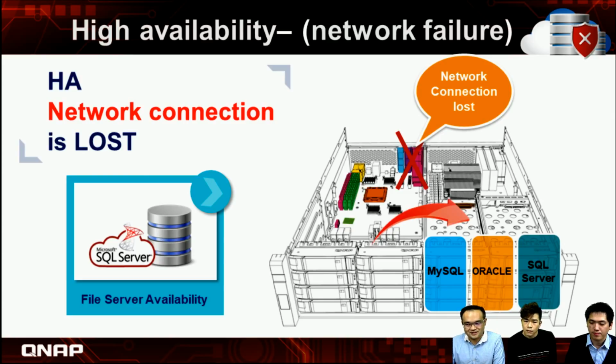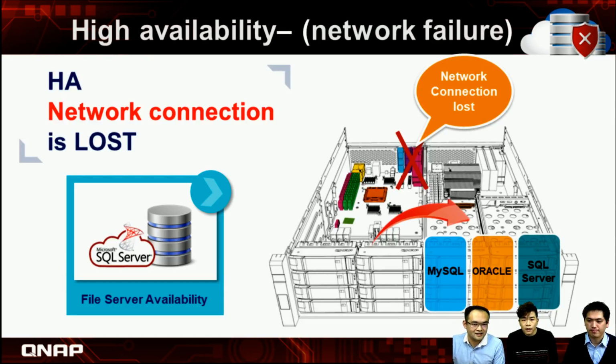As we mentioned, business continuity is very important for enterprise usage. So when the network connection fails, for example if the network cable is lost, something is wrong with the switch, or there is a hardware failure, the service cannot stop, right? So we will automatically migrate the service from one controller to another controller to keep the service continuing. No matter what the reason, once the network is down, the other controller will automatically take over the job until it's back.